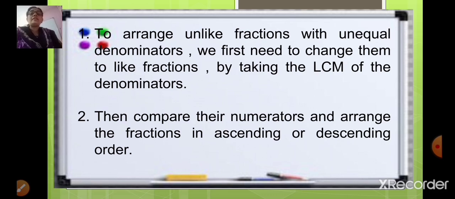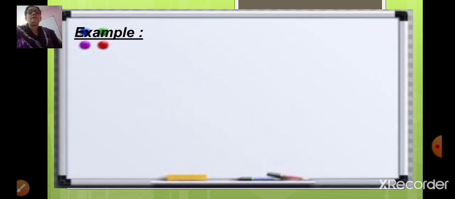In the last class, we learned how to arrange unlike fractions in ascending order. So today let us learn how to arrange unlike fractions in descending order. Descending order means writing from the big number to the small number. Now let us start with an example.